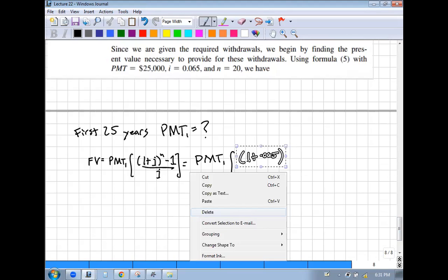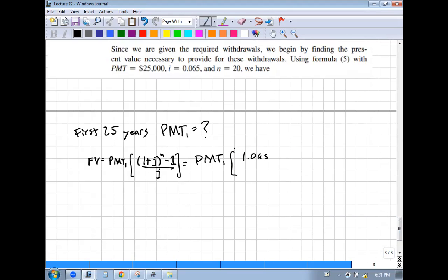So we could just really write this as 1.065. Then the nth power, N is M times T. N is 1, T is 25 years. So we're making these payments for 25 years. We have that minus 1 over I, and I was 0.065. All right? So we're going to have some kind of future value from making payments. I don't know what the future value is. It depends on the payments, right?